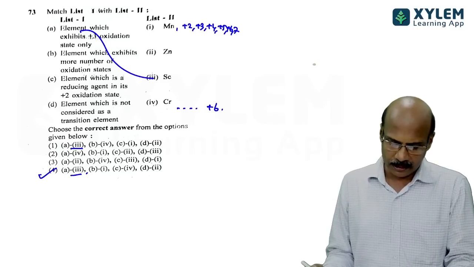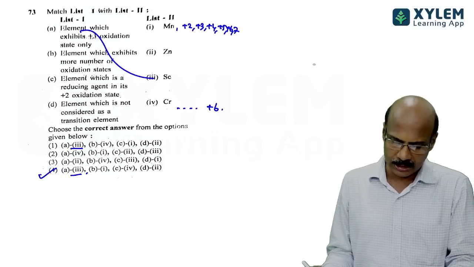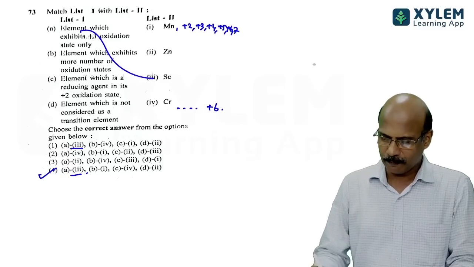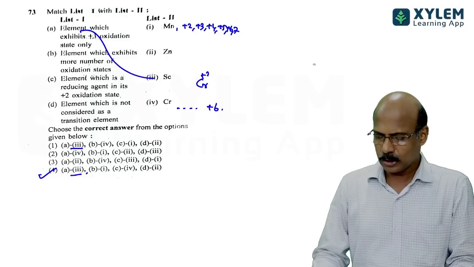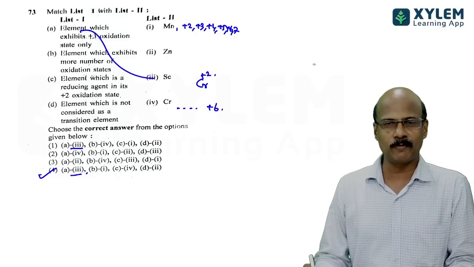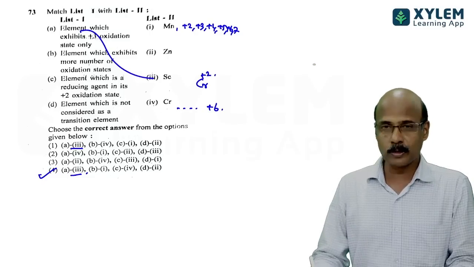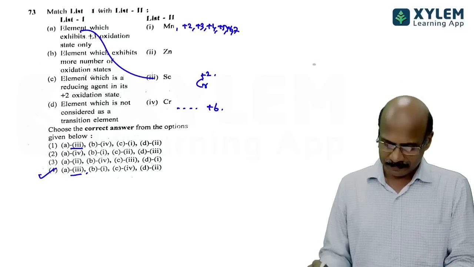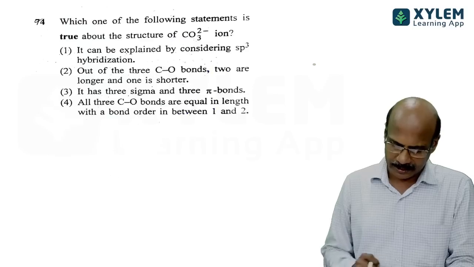What about the other part? Element which is a reducing agent in its +2 oxidation state. You know that chromium prefers +3 oxidation state. So chromium +2 is a powerful reducing agent because it has a strong tendency to get oxidized. Clear? Now let me go to the next one.